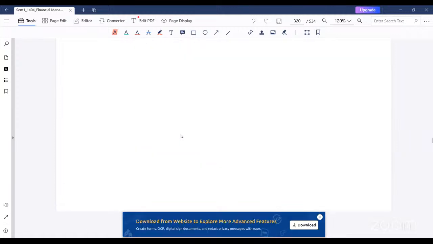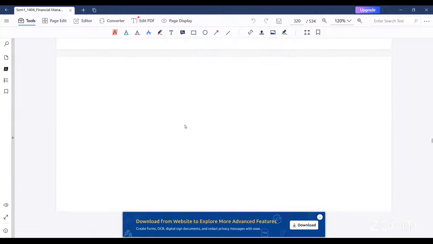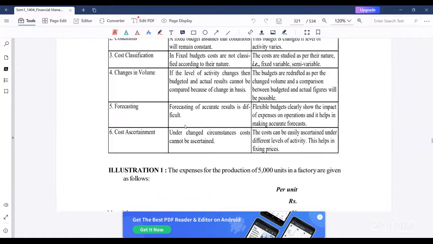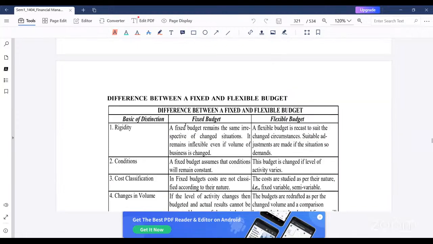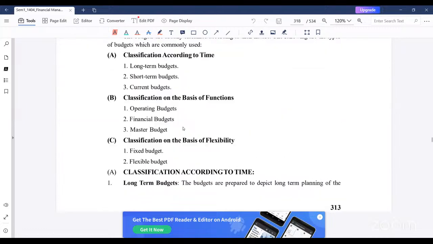So just look at that. We'll look at the budgets and try to do one or two. We're talking about the flexible budget. Okay, fine, we'll go with that only.